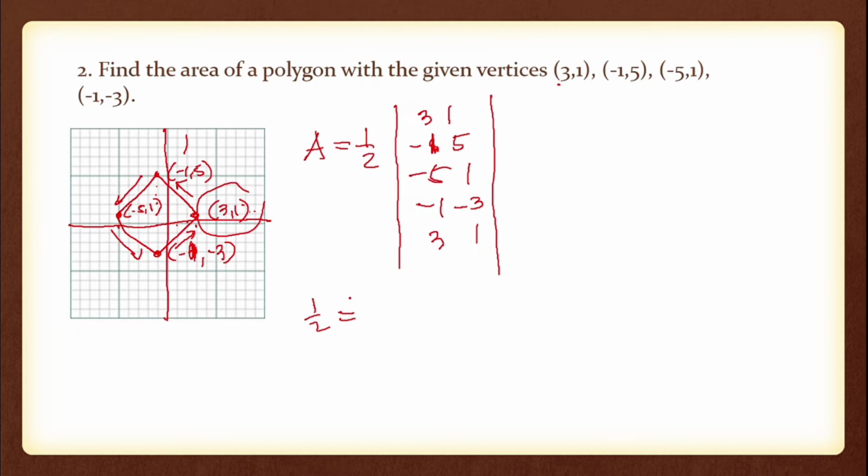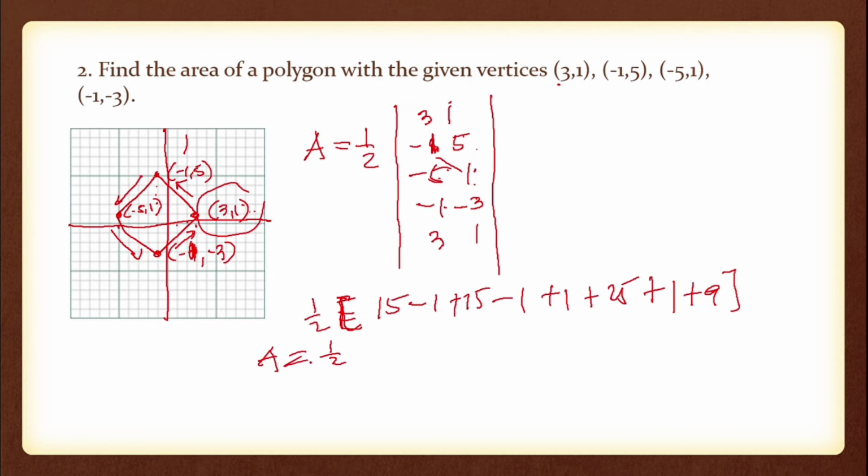So 1/2. This is 3 times 5, that is 15. Negative 1 minus 1, this is plus 15 minus 1. Negative 1, so therefore plus 1. Negative 25, so therefore plus 25. Negative 1, so therefore plus 1. And this is negative 9, so therefore plus 9.